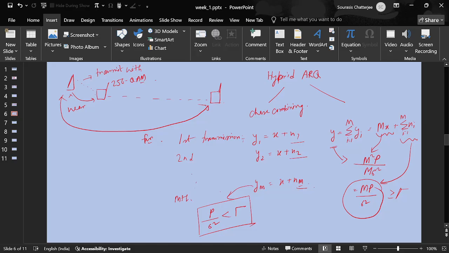I'm sure you know the other one also. What is the name of the protocol? Of hybrid ARQ only, just another variant. So incremental redundancy.